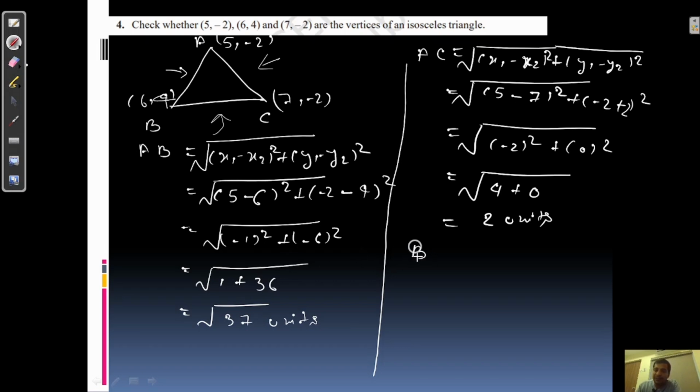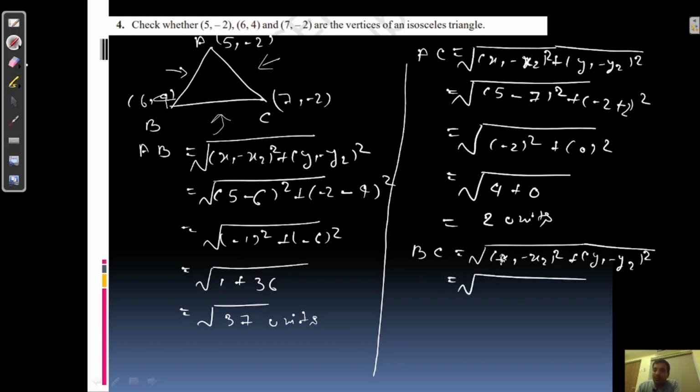So here I am writing BC. Applying the formula directly, x1 minus x2 whole square plus y1 minus y2 whole square. Because in my screen there is not much space, so I am not writing again and again this is x1, y1, this is x2, y2, but you will write. Let us consider this point as x1, y1 and this as x2, y2. So let us say the point B is x1, y1, point C is x2, y2.